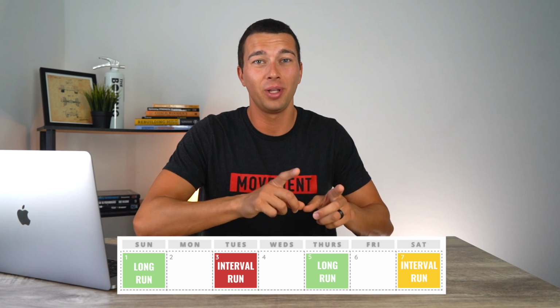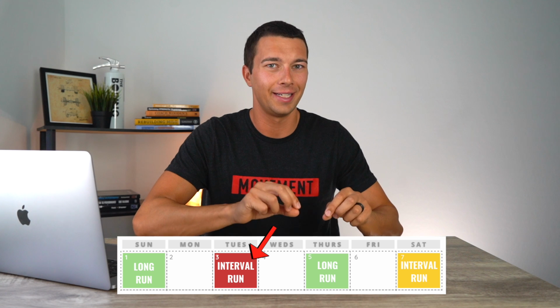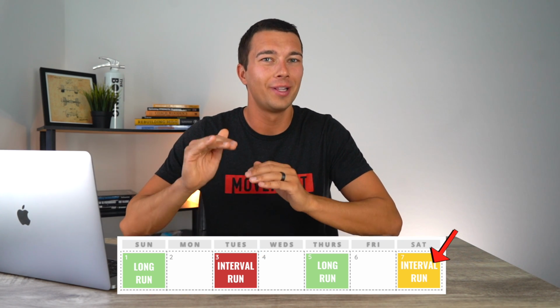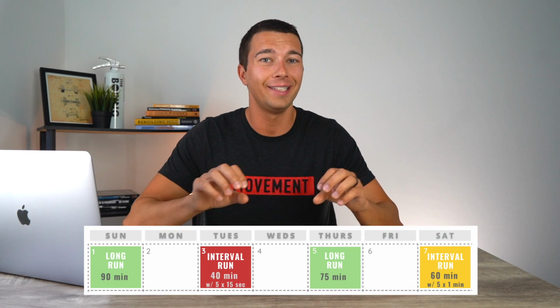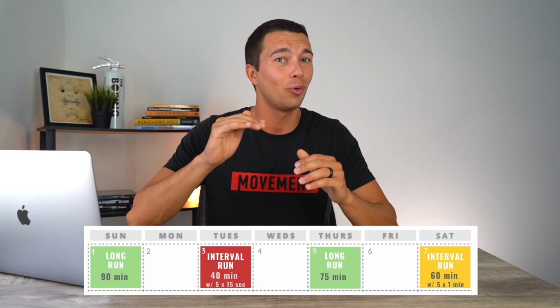On Tuesday, we have plugged in our 1 high intensity day. We'll talk about specifically how to do this day in a second. And then on Saturday, we actually have a yellow or a threshold run with some layered in efforts. I'm going to go ahead and put an example of how much you might actually run in each of these boxes, but remember this is very individual and you may need to scale this up or scale this down.